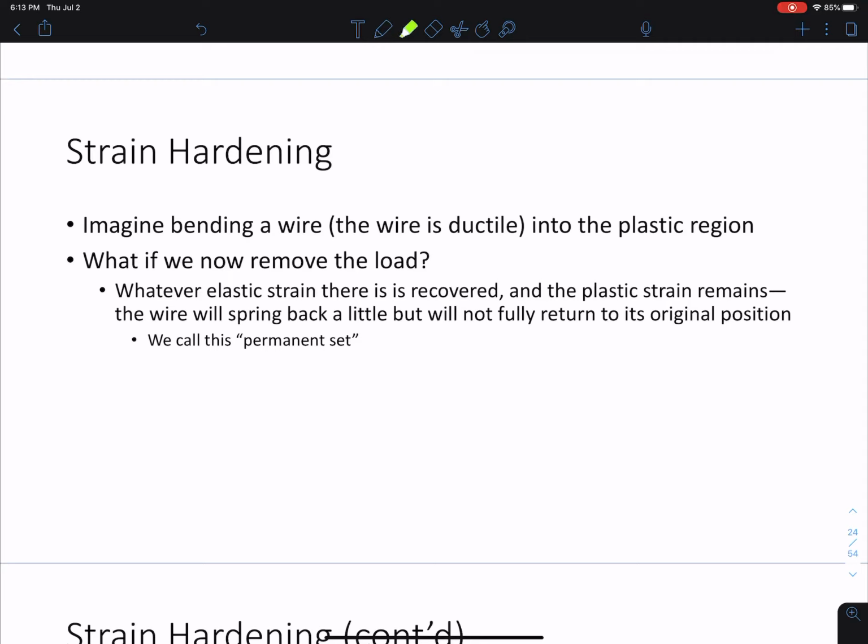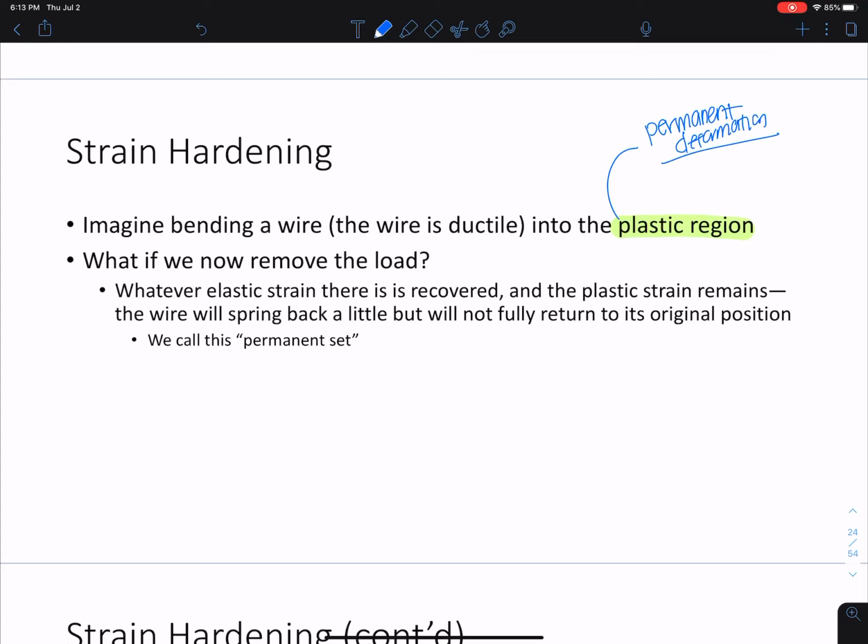And when I use words like plastic region, you should be familiar with what that means: there is going to be some permanent deformation. Meaning if I remove the load causing that bending, the object will not bounce back to its original shape anymore. There will be some permanent deformation.